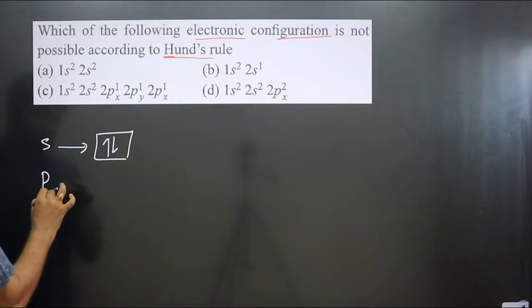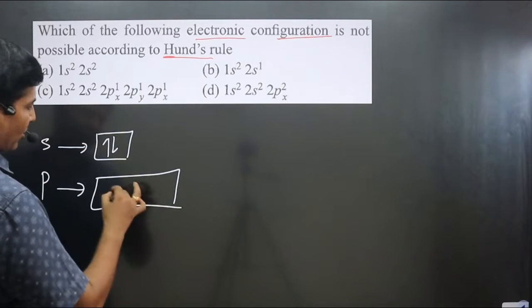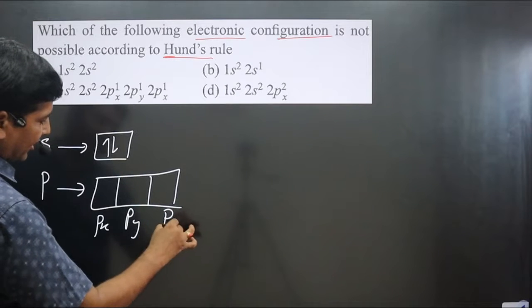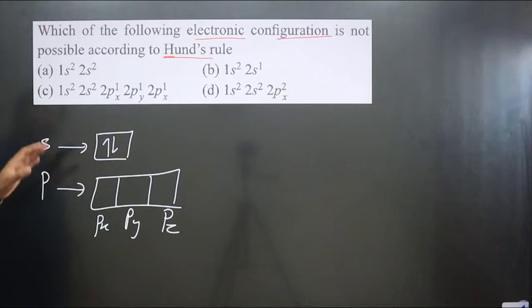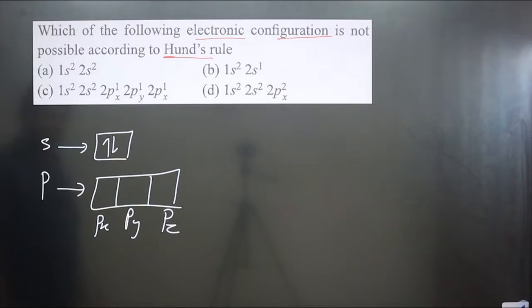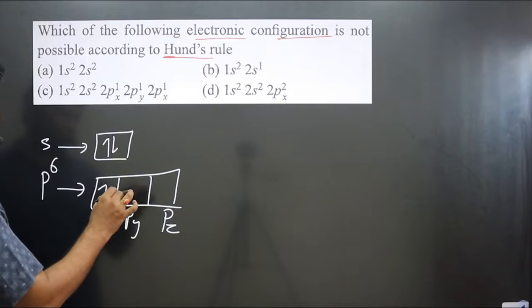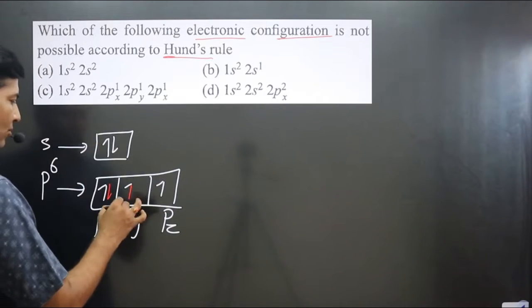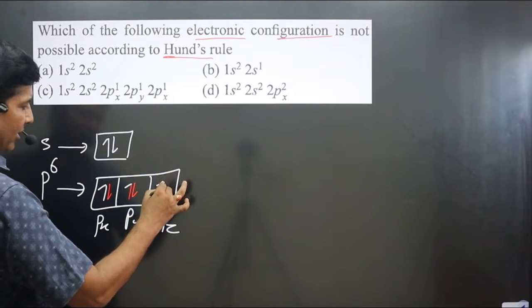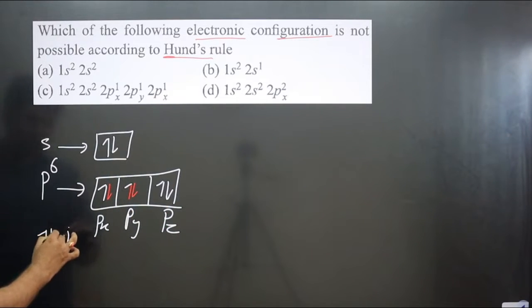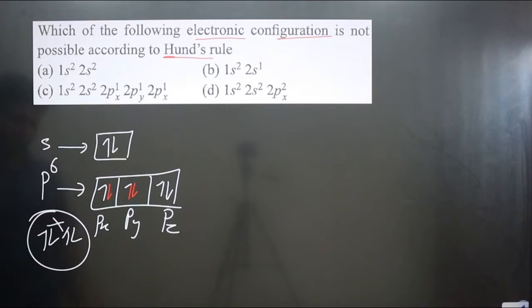In the p subshell, how many orbitals are there? We have three orbitals, px, py and pz. You can see that up to the p subshell the detail is given in the electronic configuration. If you have to fill 6 electrons, first of all fill singly: first spin, second spin, this is the third spin, then we have fourth spin, fifth spin, and this is the sixth spin. Directly we cannot fill like this, it is not according to Hund's rule.